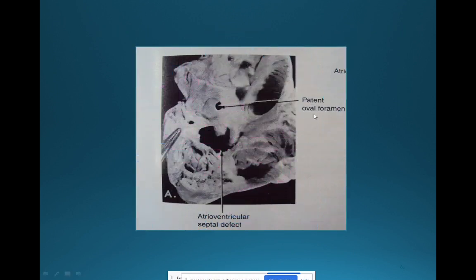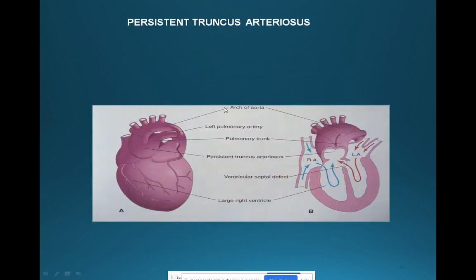So these, okay, we'll skip this. You can again see in this picture, a specimen, where you can see a patent foramen ovale. Now, as I have already discussed, there can be persistent truncus arteriosus. No spiral septum has developed here, so this is a single common chamber. Since there is no spiral septum, the aorta is more towards the right and the pulmonary trunk more towards the left. This condition is known as persistent truncus arteriosus.